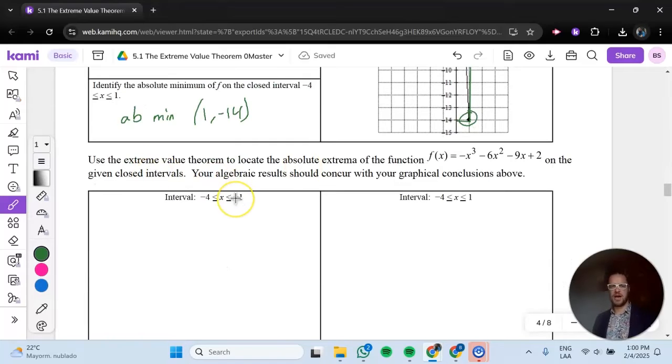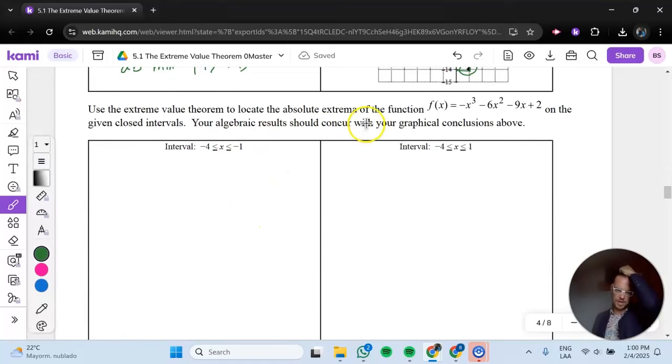All right, so let's use the extreme value theorem to locate the absolute extrema of this function on the closed intervals, and we're going to do this algebraically. So we just did it graphically, which means that we can then compare and make sure it's the same. So what we're going to do first is take the derivative. That's going to be -3x squared minus 12x minus 9.